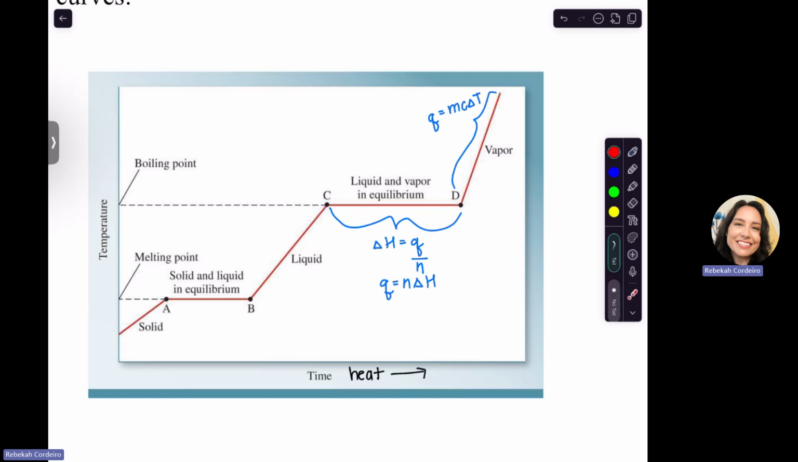The first delta H here would be delta H of vaporization. This one would be delta H of fusion. So you can imagine now how I can develop a problem where I say, go from this point to this point, and you have to use both this Q equation and this Q equation. But no, you cannot use the delta T one unless your temperature is changing.